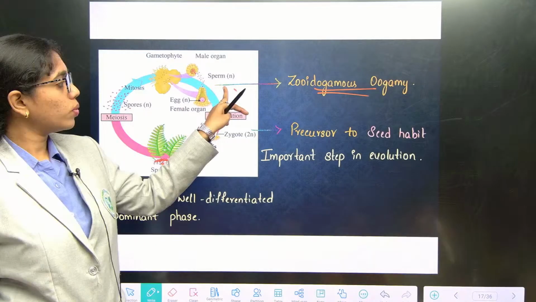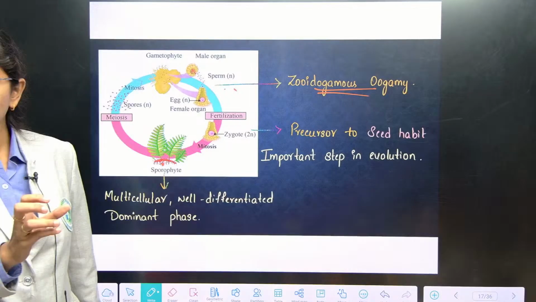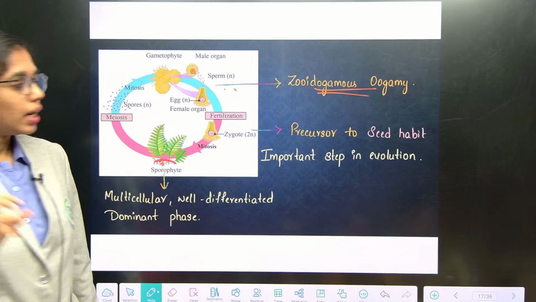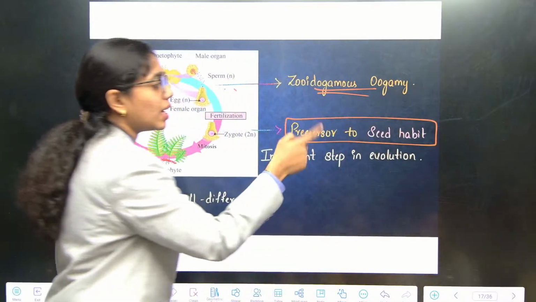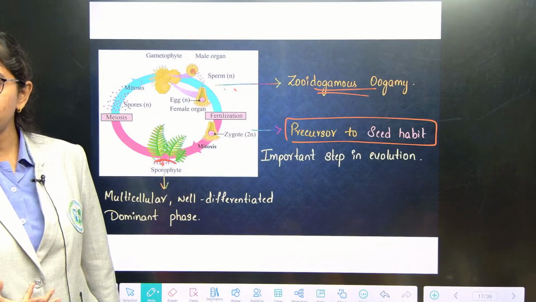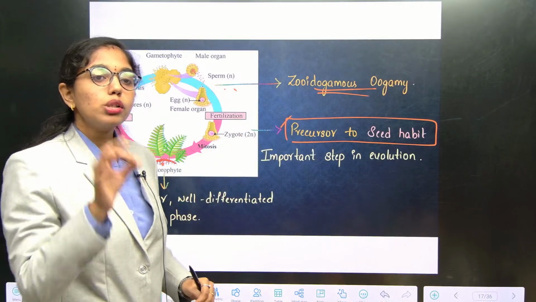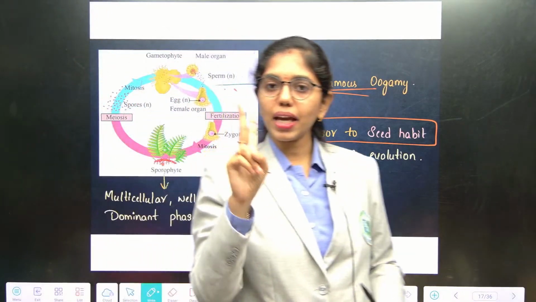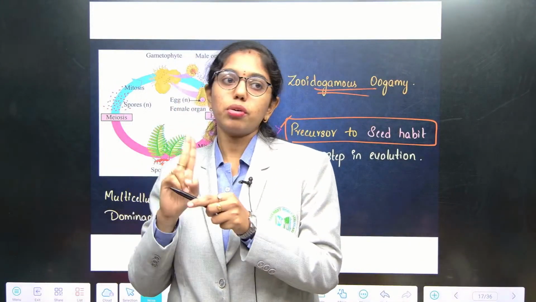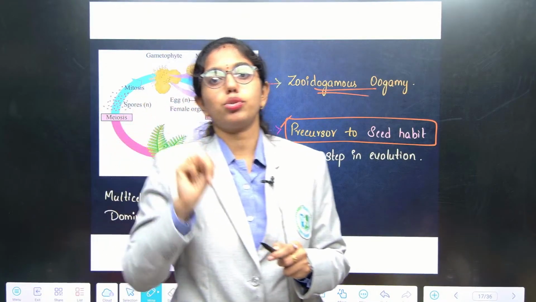Then this phenomenon where the embryo is staying inside the archegonia for a variable period of time is addressed as what? Precursor to seed habit. Here seed is not formed, but a habit of seed formation is shown. That is addressed as precursor to seed habit. So in pteridophytes, these two major things you have to remember. First, heterosporous condition and precursor to seed habit. Many times the questions from pteridophytes are asked from these two regions.